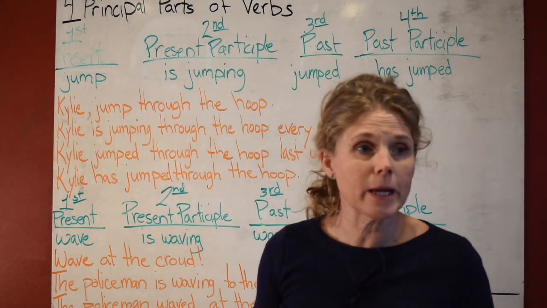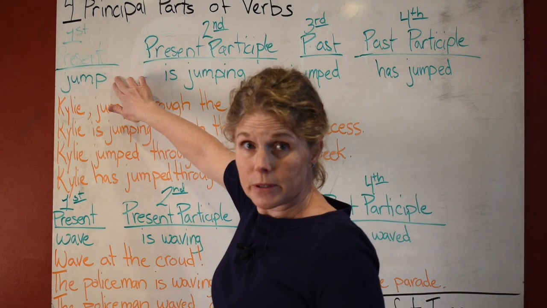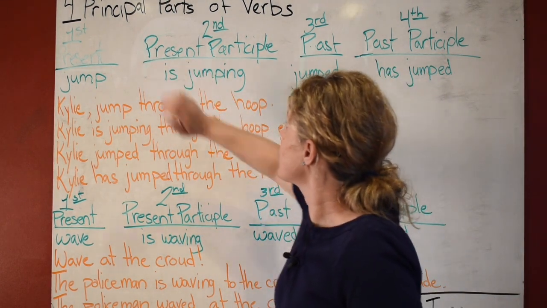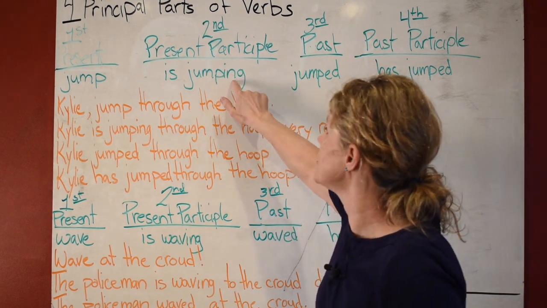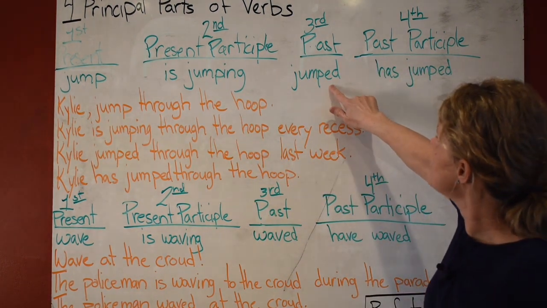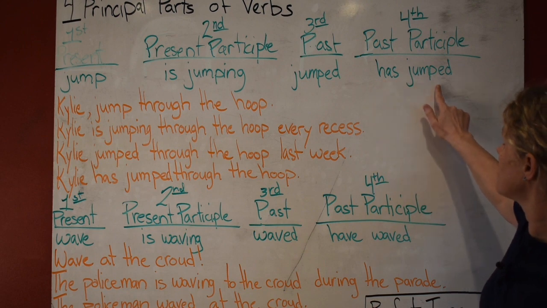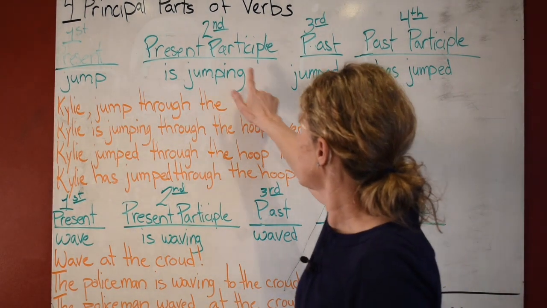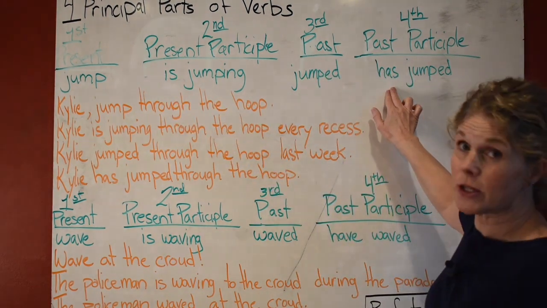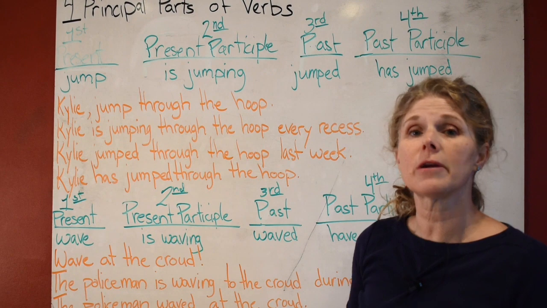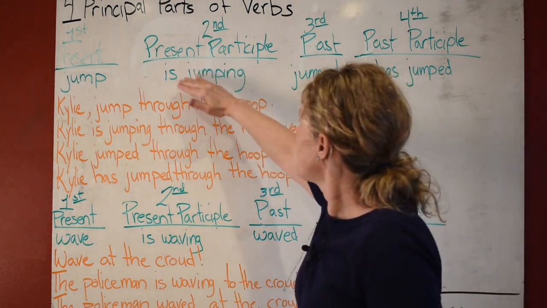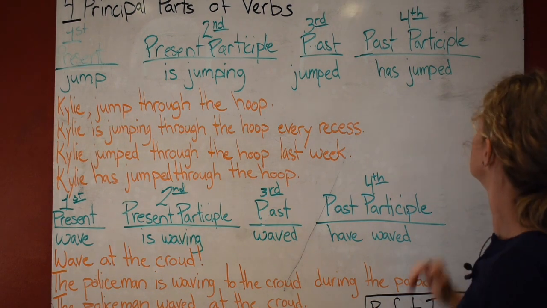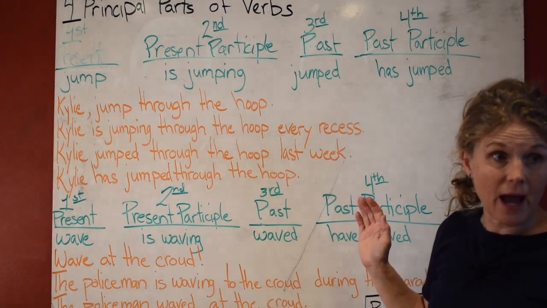Okay? So now we're going to first look at the word jump. I just picked a random verb. The present is jump. The present participle is jumping. It's in the present and it's a participle with your ing. Past, jumped, and past participle, has jumped. Really we're focusing on our participles with our ed and our ing, because our auxiliary verbs will change as we put our sentences together and as we understand what this means. So our present participle is jumping, past participle is jumped, and they will always have a helping verb.